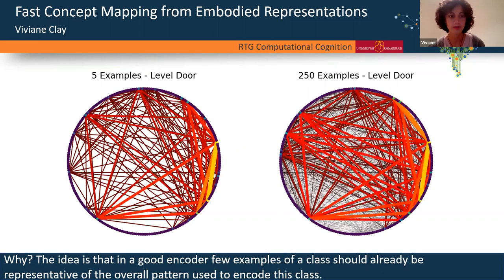And why should this work? The idea is that in a good encoder, a few examples of a class should already be representative of the overall pattern used to encode this class. Here is an example. On the left side is the connectivity graph for 5 examples of a level door, and on the right side, 250 examples of a level door. In the 250 examples, there are of course a lot more different connections present at some point, but the ones that are consistently present in the 250 examples are the same as the ones consistently present in the 5 examples, which should be a property of a good encoding that encodes this concept.